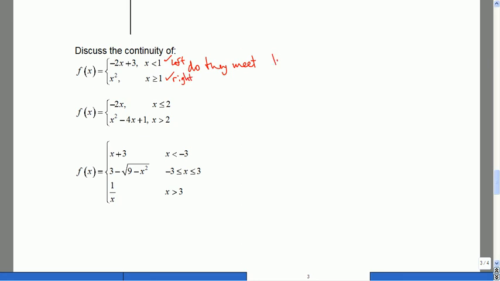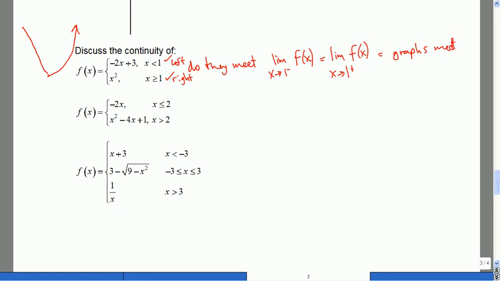So all I need to know is, does the limit as x approaches 1 from the left equal the limit as x approaches 1 from the right? If it does, that means those two pieces meet up, and I know it's continuous. So one of them is a parabola, the other is a line. So roughly, I'm talking about a graph that'll look kind of like this. So it either connects like that, or possibly it's something like this where there's a jump.